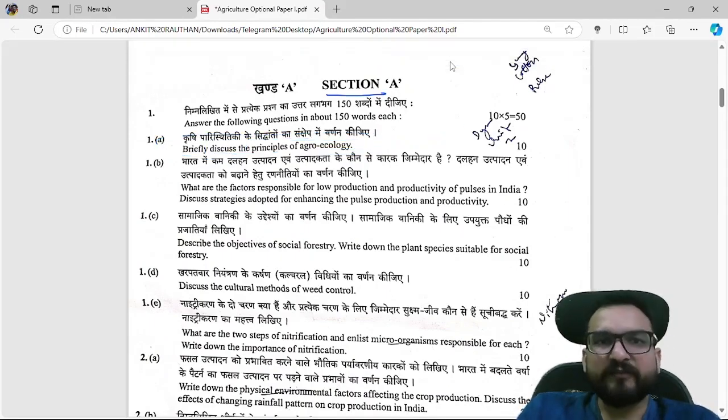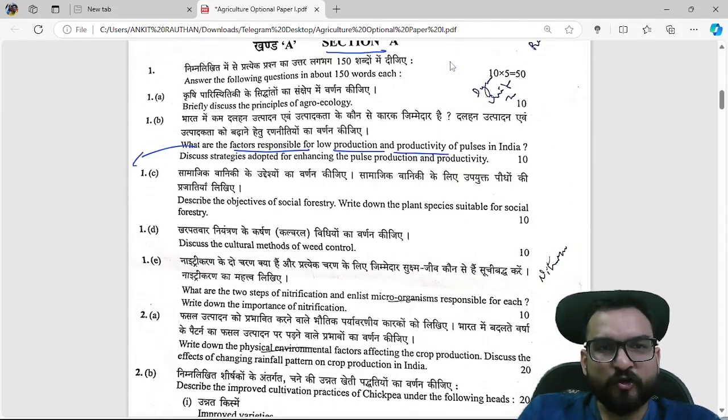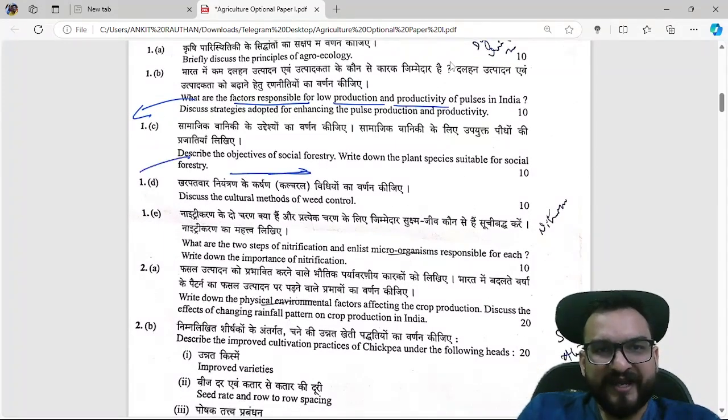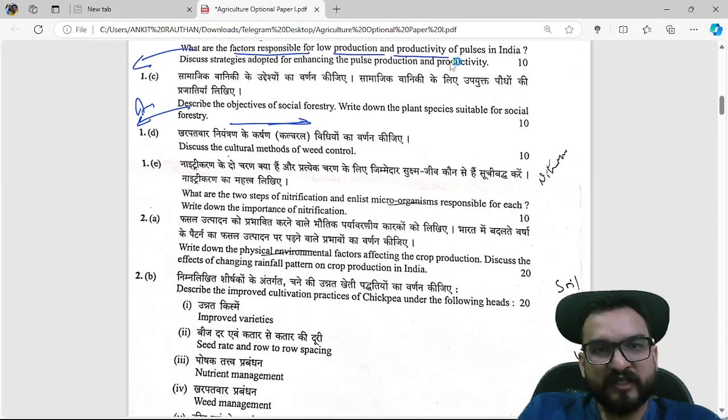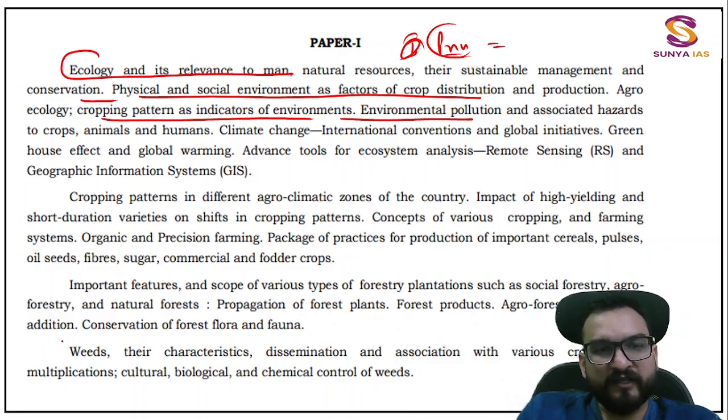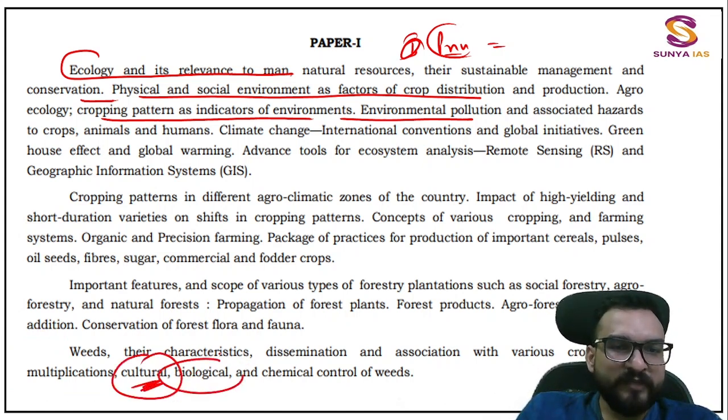This is the recent year I am showing you. Factors responsible for low production of pulses. This is agronomy. This is your agroforestry. Cultural methods of weed control. This is your unit number 4, weed management. They have asked the cultural method, so they have asked a syllabus line. Next time they will be asking biological. Next time they will be asking chemical.